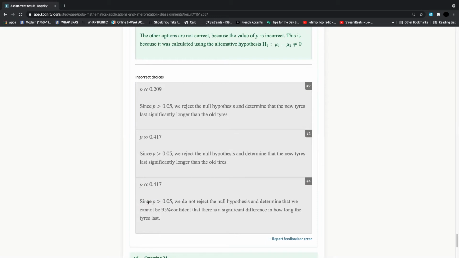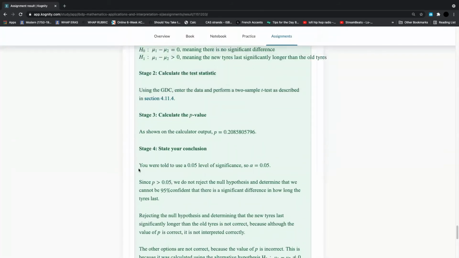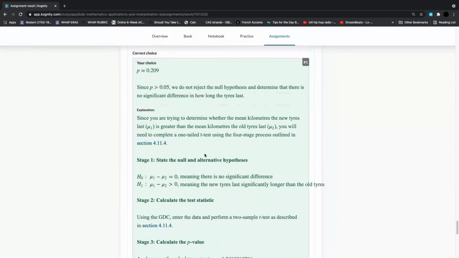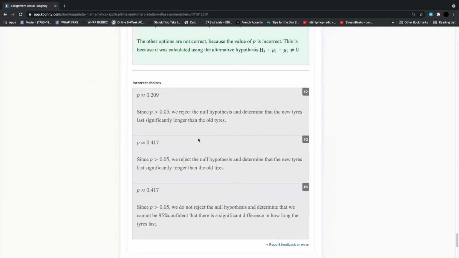That is throwing me off tremendously. Renai, do you understand what that means? Well, I'm trying to understand it. We do not reject, determine we cannot be 95% confident that there's... Here, let me see what the other one is. That's kind of okay. So we'll just keep it off to the side. We won't eliminate it yet. Okay, and then we'll look at the next one.